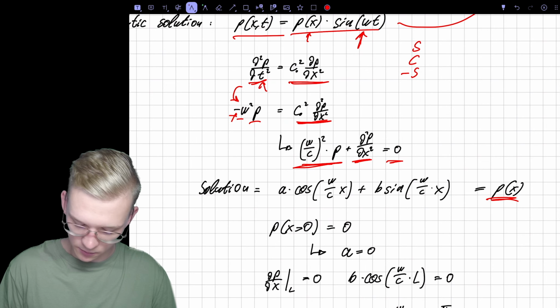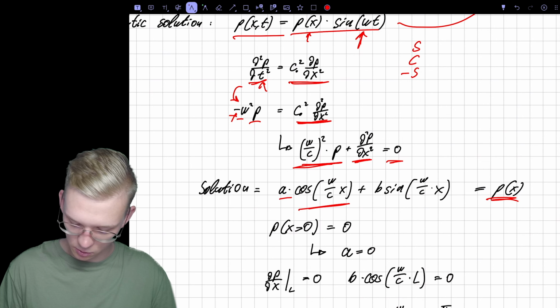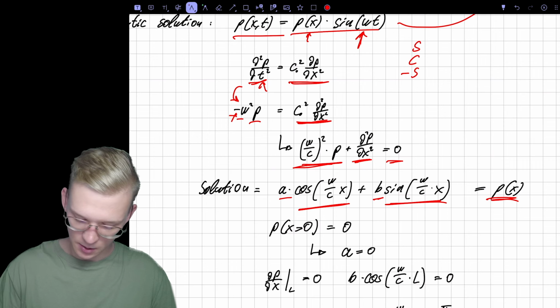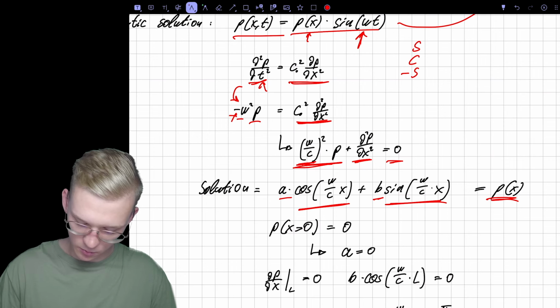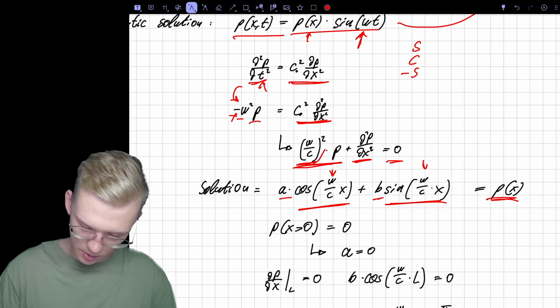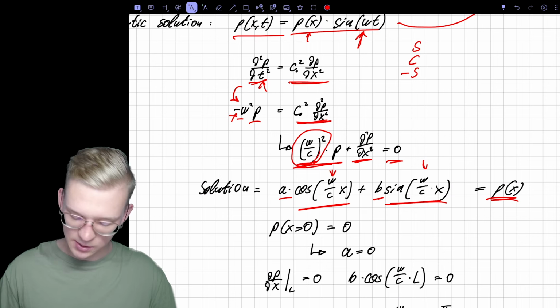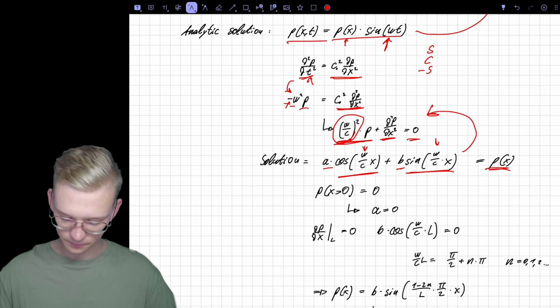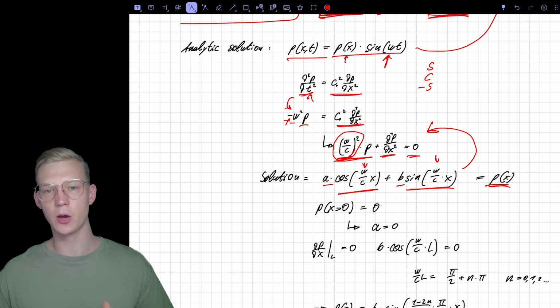We say that we have some amplitude A times cosine plus B times sine. And from this part, we get our omega divided by c. So this one right here, because this is the only function that, if you derive it twice, will fit this condition. Now we have to insert our boundary condition.